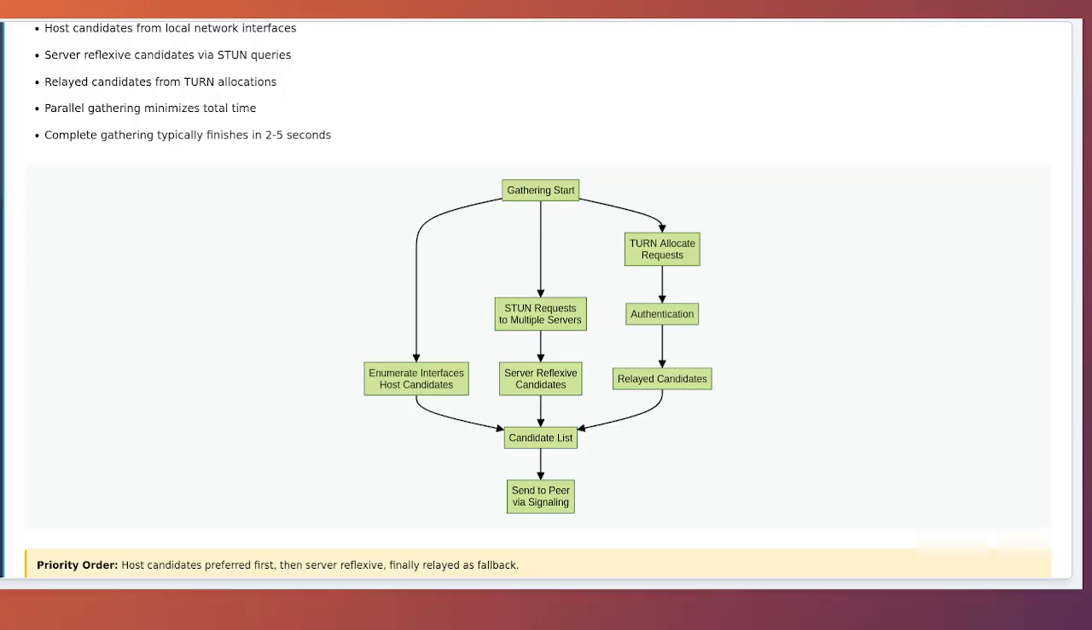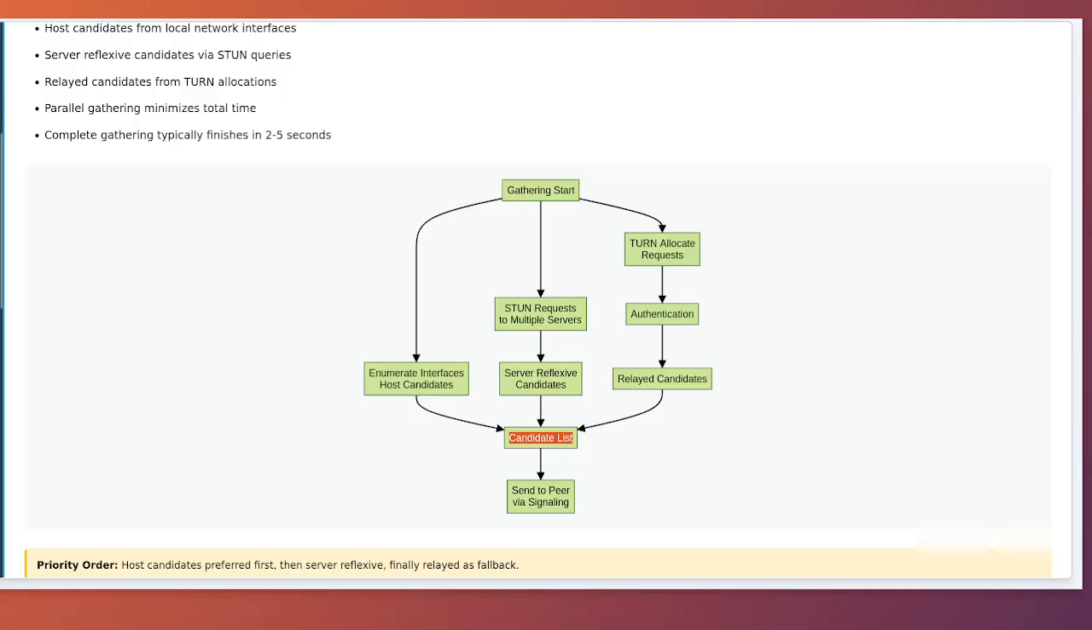The gathering process starts with host candidates, which are the actual local IP addresses on the device. A typical device might have multiple network interfaces: a Wi-Fi adapter, an Ethernet adapter, perhaps a VPN interface. Each interface has its own IP address, and each represents a potential path for connectivity. The application enumerates all these interfaces and their addresses, creating a host candidate for each. These host candidates are given the highest priority because direct local connections offer the best performance with zero latency and no bandwidth consumption on external servers.